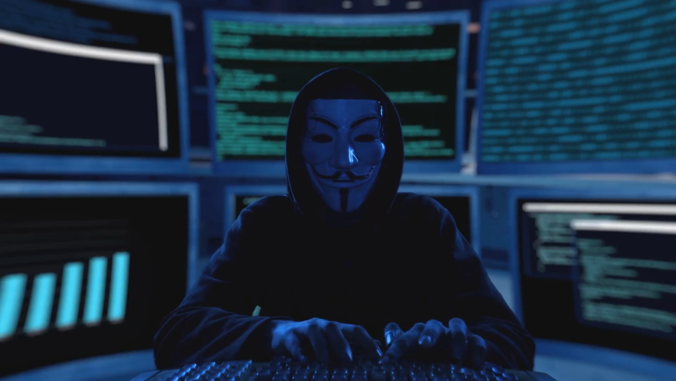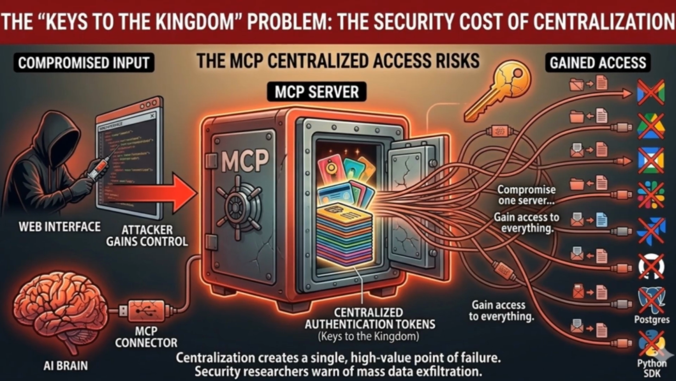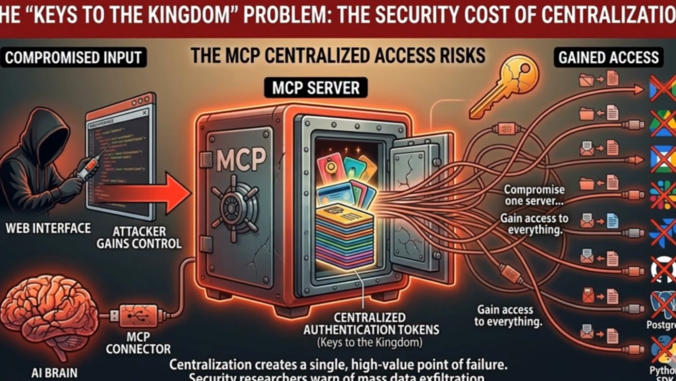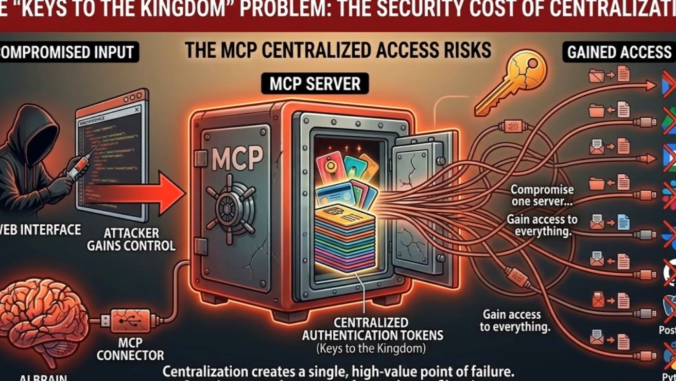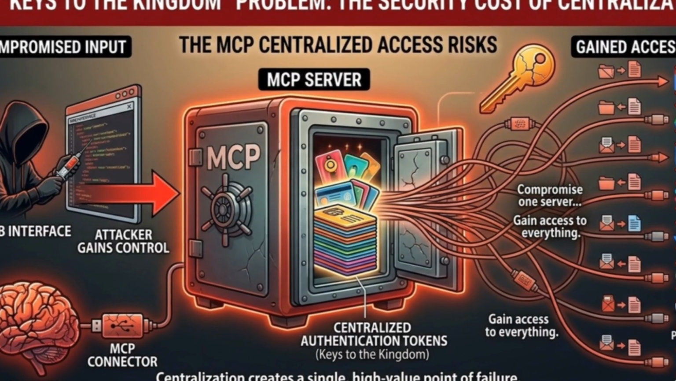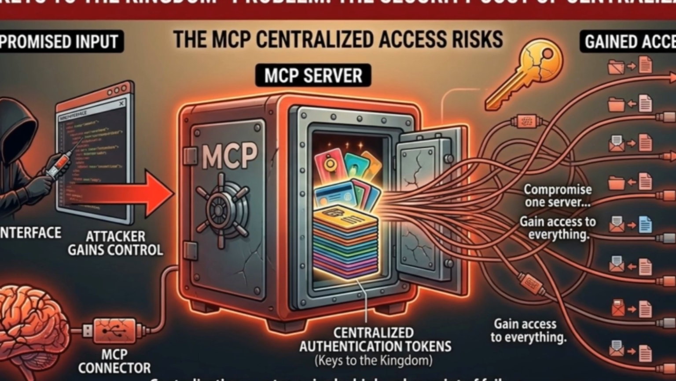So why do attackers love Model Context Protocol? Let me count the ways. Reason 1. Centralized access. MCP servers typically store authentication tokens for multiple services. Compromise one server, and you gain access to Gmail, Google Drive, Calendar, Slack, everything connected to that server. Security researchers call this the keys to the kingdom problem.